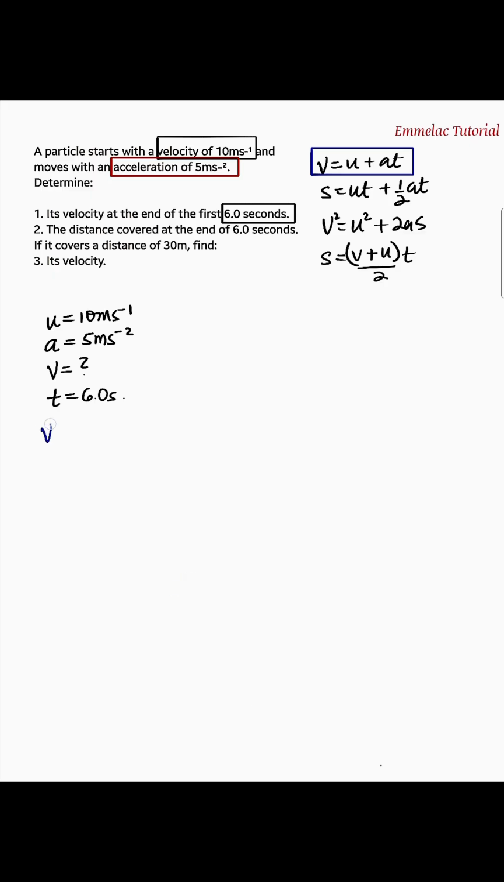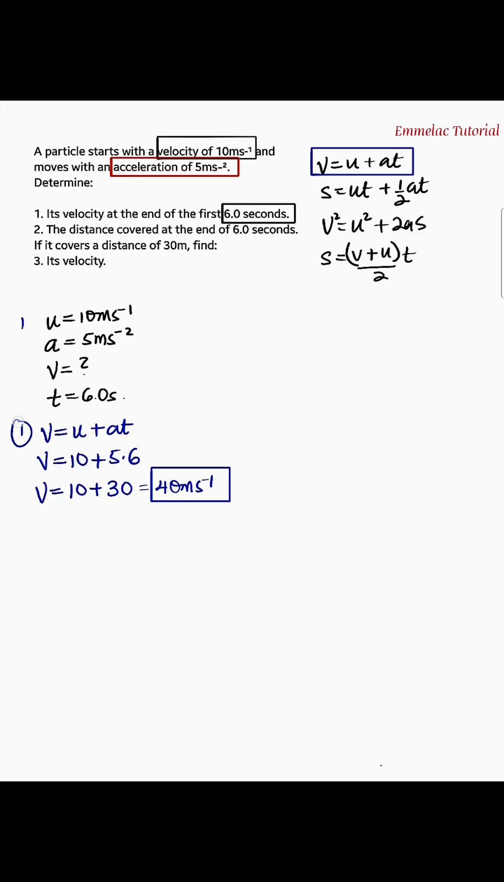So here we have v equals u plus at. Take note, we're looking for the final velocity, so that will be v, then our u, which is the initial velocity, is 10, plus a, which is 5, times the time, which is 6. So v will become 10 plus 30, which gives us 40 meters per second. So this is the answer to number 1.